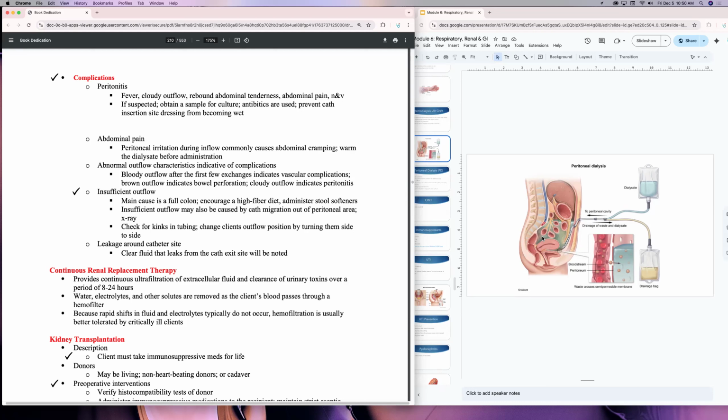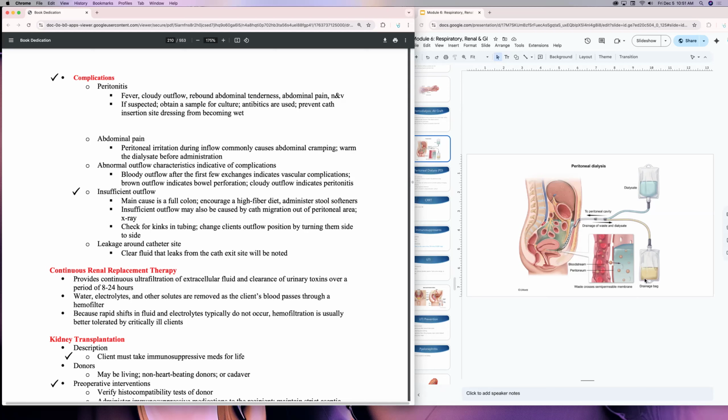Because if this is full of poop and it's pushing the intestines forward, and the intestines are smushing this catheter, which has little holes in it here to let the fluid out, not a lot is going to get out. So if the patient has a bowel movement, this should push back and allow the intestines to come off of the catheter, and the patient should have a good restoration of normal outflow.